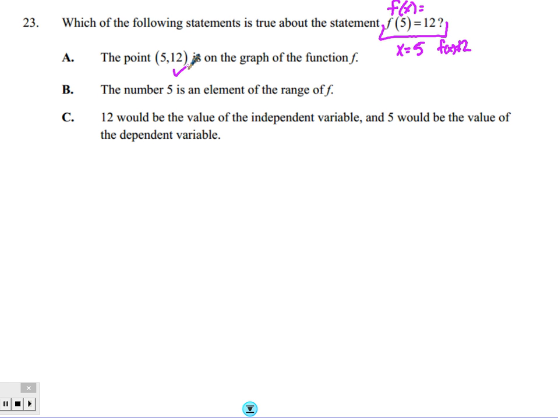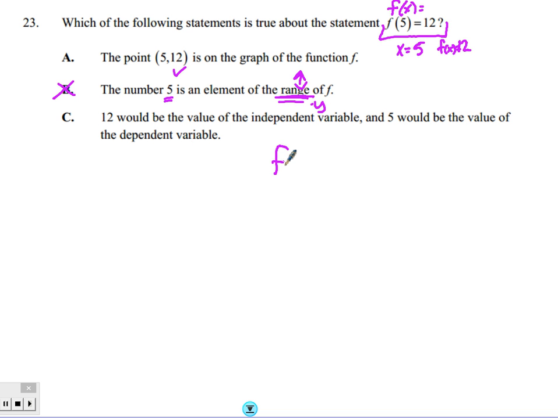The number 5 is an element of the range. And when we think range, in my class I said, X, we dance on the domain and we raise the roof for the range. It's just to help us remember the D and the D and the R and the R. So range, we're talking about up and down, and that is our y values. So is 5 an element of the range? No, that's part of the domain. So we know that's not true. And 12 would be the value of the independent variable, and 5 would be the value of the dependent variable.